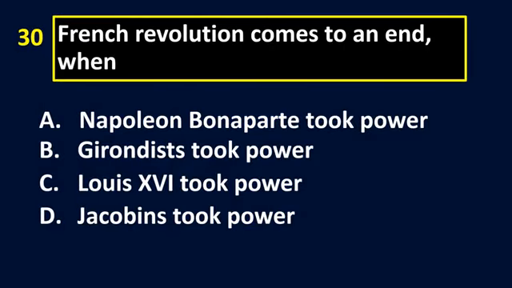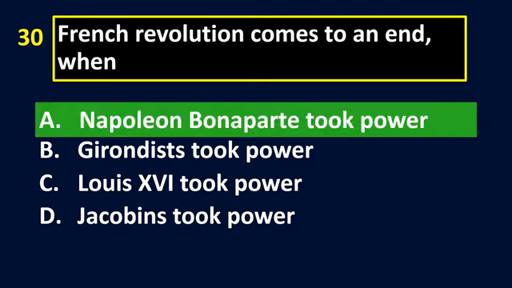30. The French Revolution came to an end when A. Napoleon Bonaparte took power, B. Girondists took power, C. Louis took power, D. Jacobins took power. The answer is A. Napoleon Bonaparte took power.